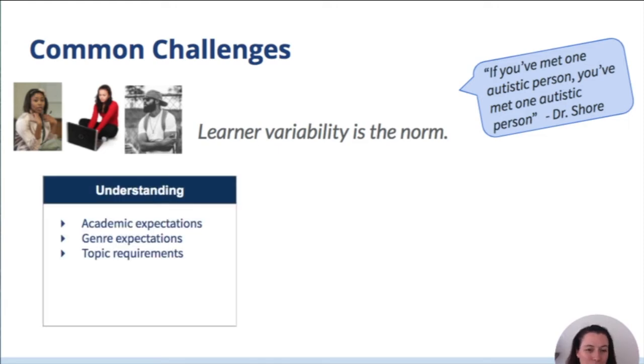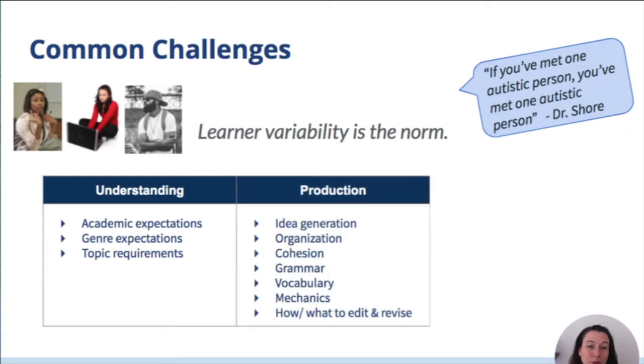Some common challenges that both English learners and students with disabilities face in writing often is understanding the academic expectations. What does good academic writing look like? Also understanding the genre expectations, knowing that there's more than one type of writing and knowing what that looks like and how to do it. Of course, with producing writing, we know there are many challenges, starting with just generating ideas and organizing those ideas, connecting them together, doing it in a grammatically correct way with vocabulary, thinking about mechanics, and of course revision can be really challenging.